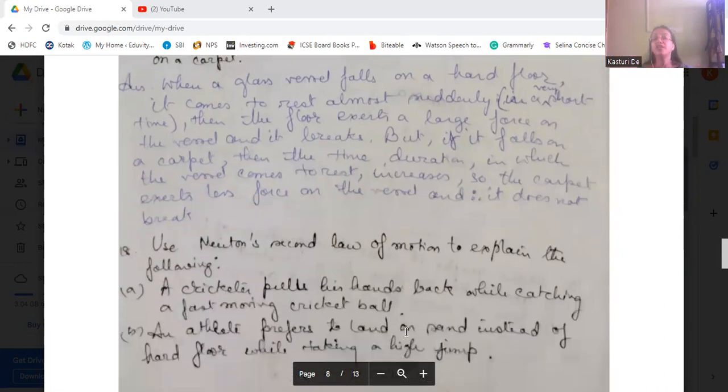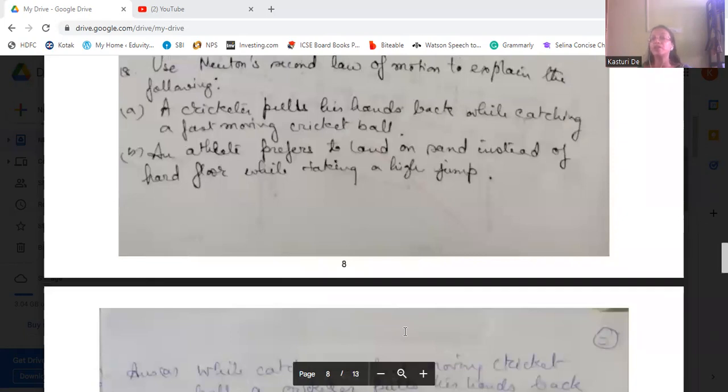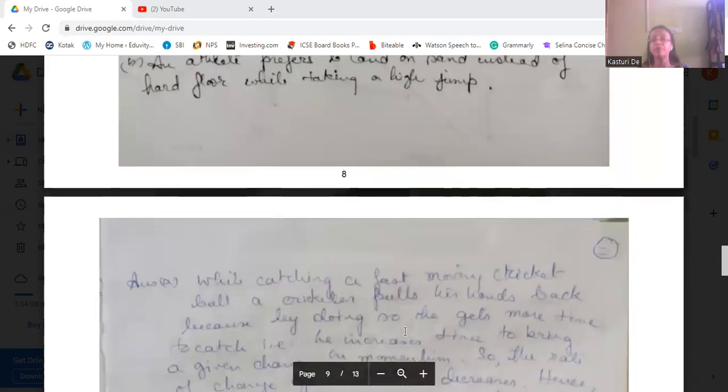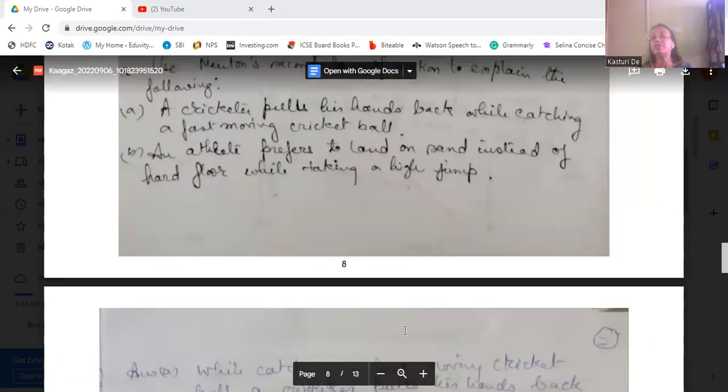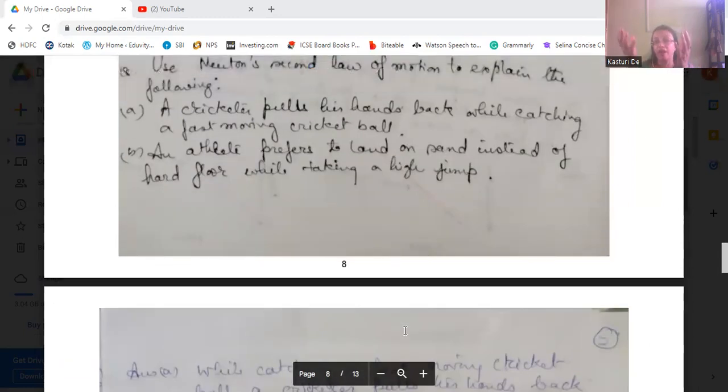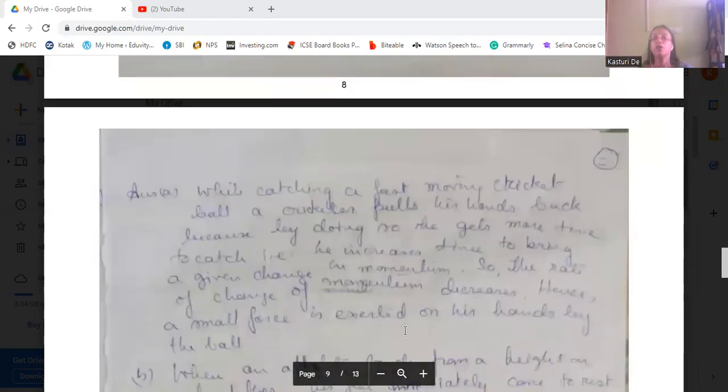Now use Newton's second law of motion to explain the following. A cricketer pulls his hands back while catching a fast-moving cricket ball, and an athlete prefers to land on sand instead of hard floor while taking a high jump. What happens? When a cricketer catches a fast-moving ball, he will pull his hand back. Why? Because when he pulls his hand backwards, he gets more time for the ball to come to rest in his hand. So he will experience less force from the ball.